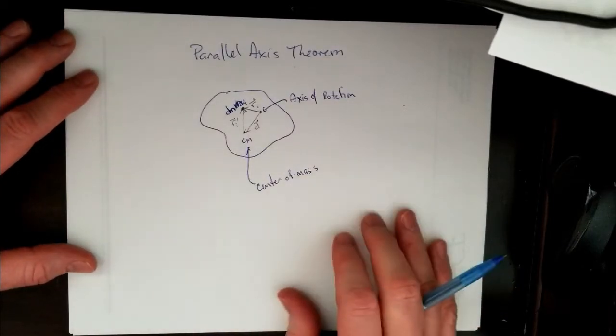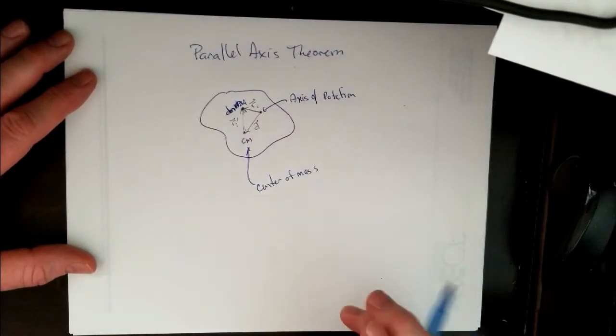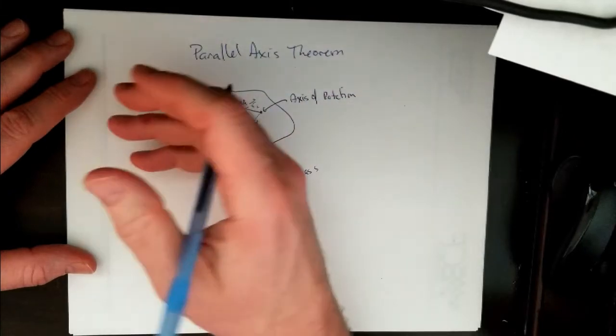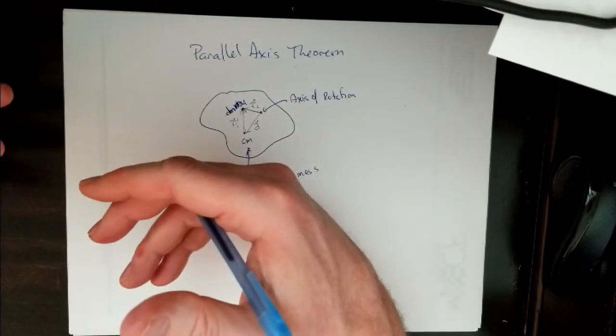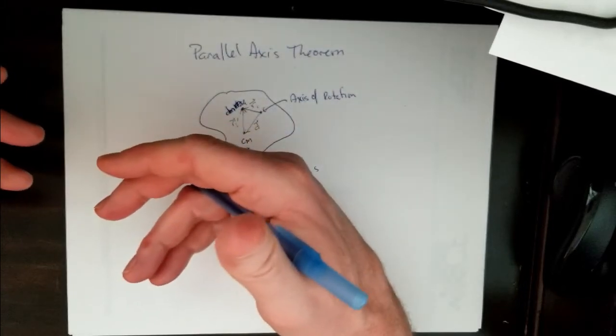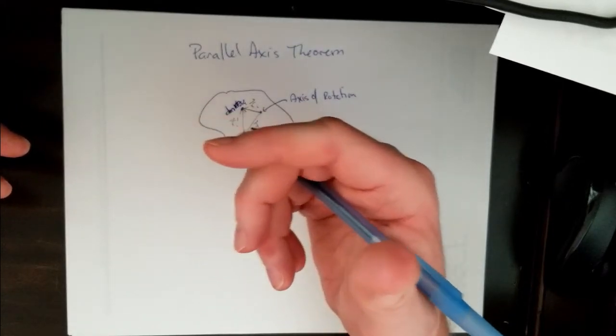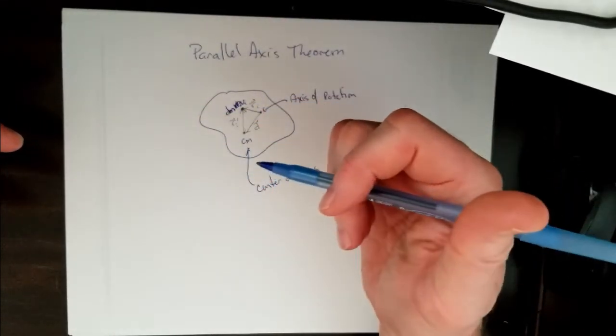All right, so let's derive the parallel axis theorem. A lot of the ones we've done already, the moment of inertia of a solid sphere, a hollow sphere, a hoop, a disk, are all rotating about the center of mass. So what happens if it's not rotating about the center of mass?